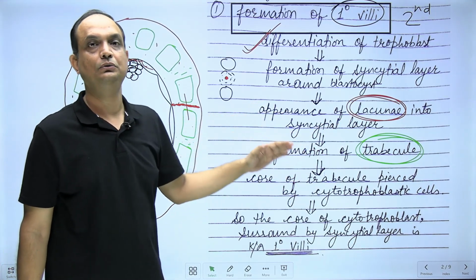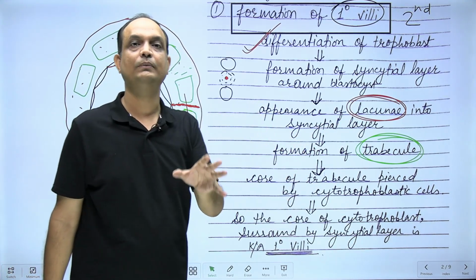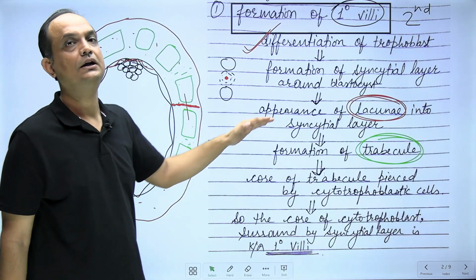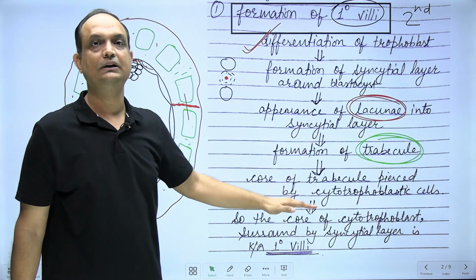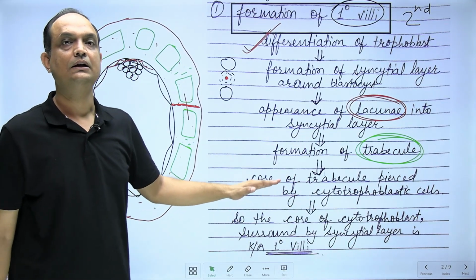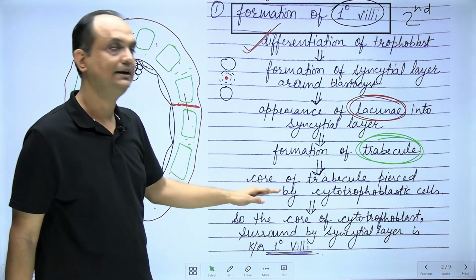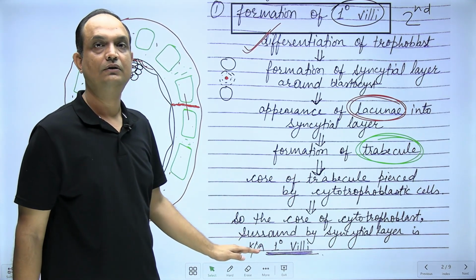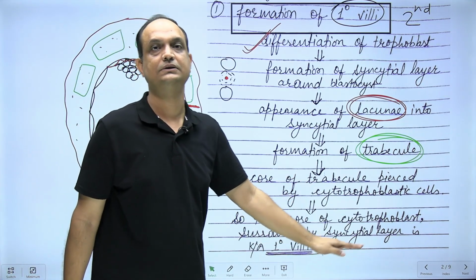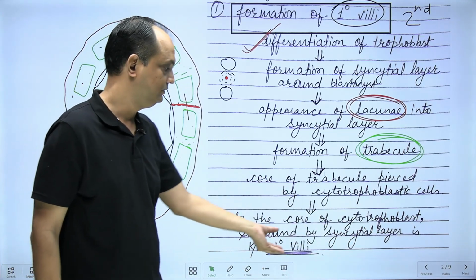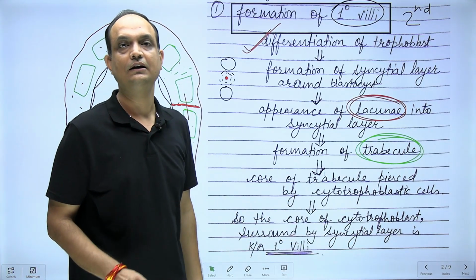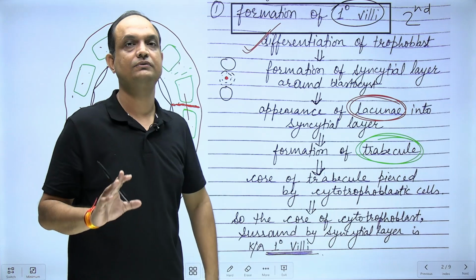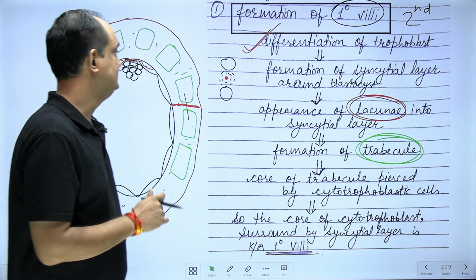Then the area between the two adjacent lacunae is purely formed by the syncytial layer, which is known as trabeculae. Now in the trabeculae, the center part is pierced by the cytotrophoblastic cells, and this structure, which has a core of cytotrophoblast surrounded by syncytial layer, is known as primary villi. Clear? So this is the most important change which will take place in the syncytial layer.